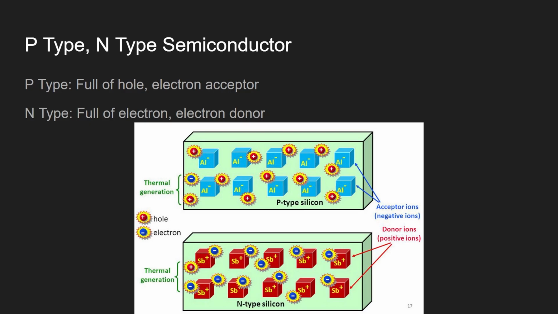So it's for your reference, okay? The hole is not really a hole physically, but it's just a place to accept an electron. But you can think of it as a hole. It won't affect your judgment.